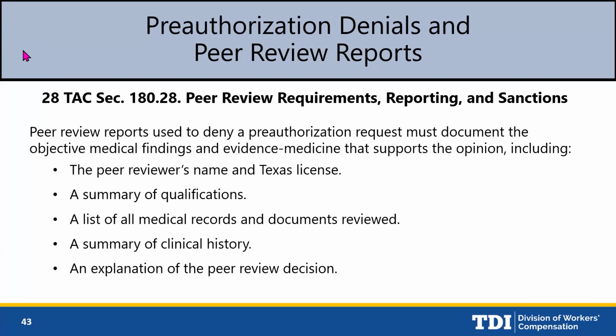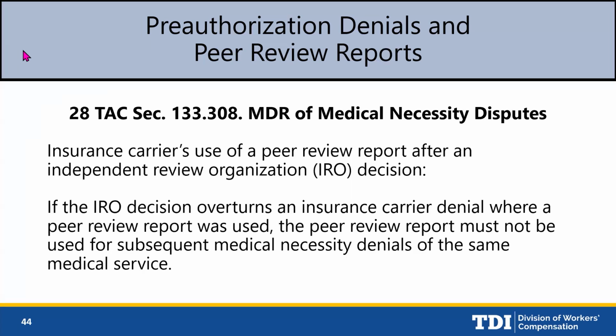Maybe they're missing some physical therapy that you had or some other document. They're supposed to list every medical record that they looked at and documents reviewed to make that peer review decision, a summary of the clinical history, and an explanation of that peer review decision. So if in your adverse determination they said, we use this peer review, that peer review should have all these elements in it.